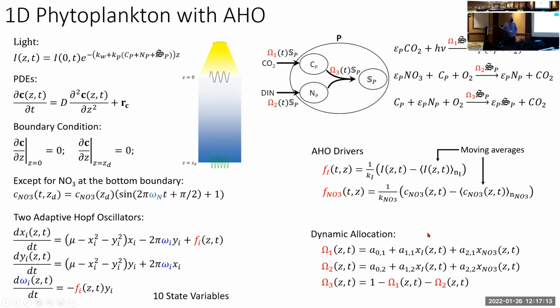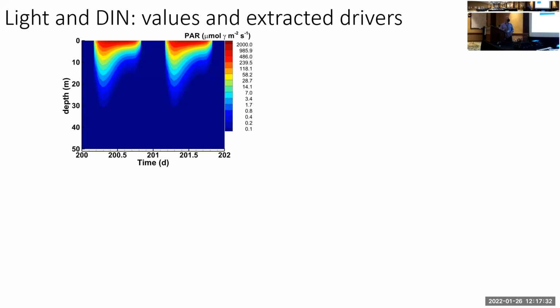And then for the allocation variables, again, you're making them functions of the two state variables, the two harmonic oscillators. And in the results I'll show in a second here, I'm going to just make the first one dependent on light and the second one dependent on nitrogen, as you might expect. All right, so this is just a zoomed in aspect of the model. We're looking at depth as the 50-meter water column. And you're seeing just photosynthetic active radiation penetrating that.